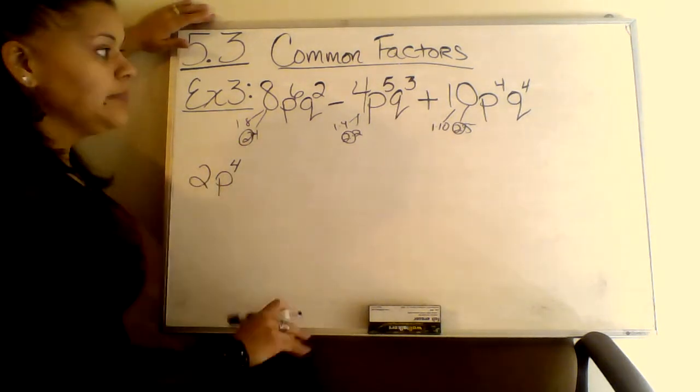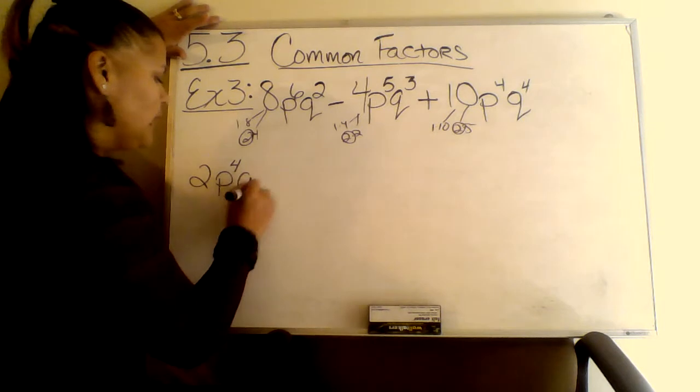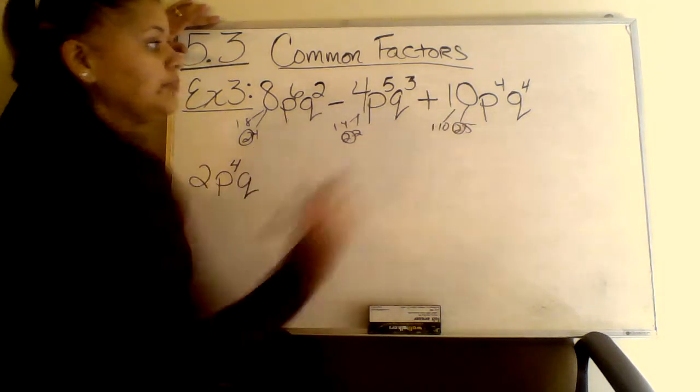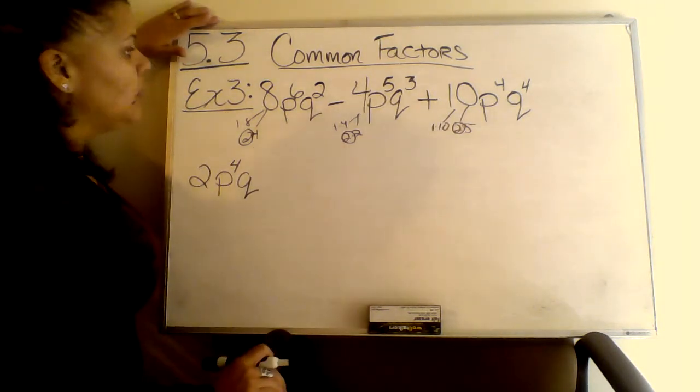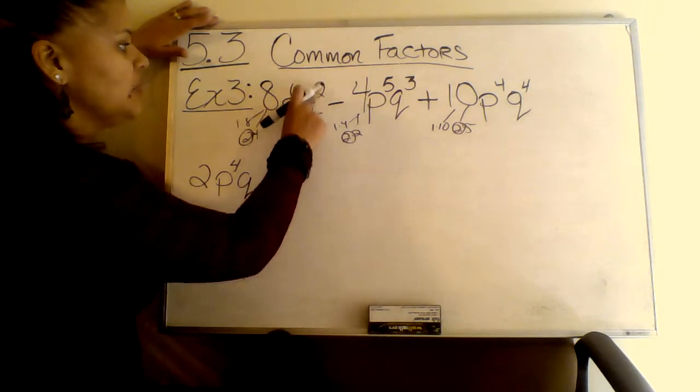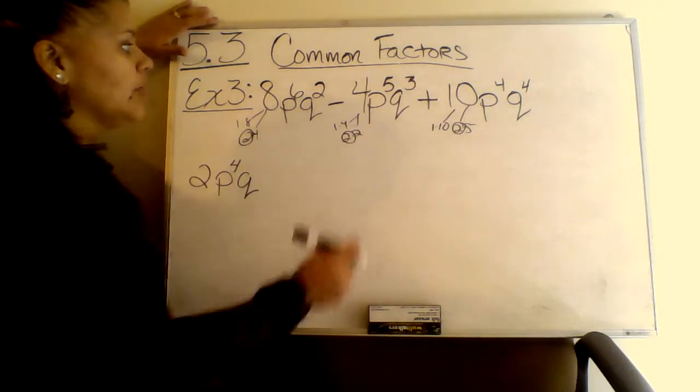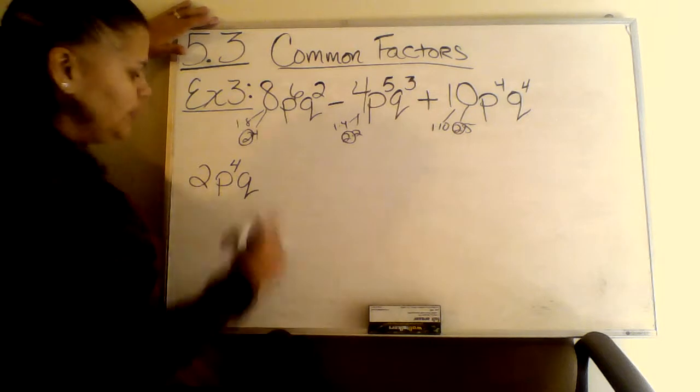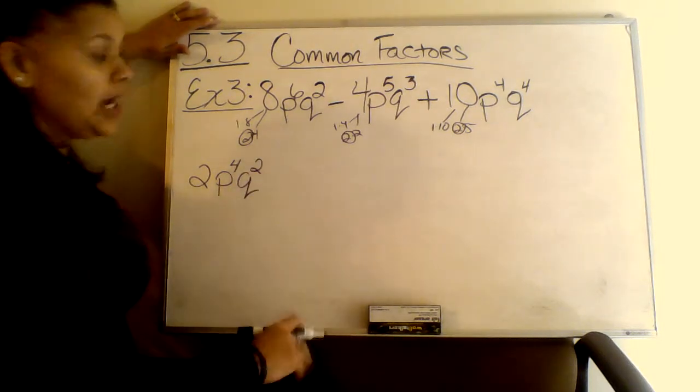So that's common. Then we do the same thing for the Q, because they all have Q. Now Q, which one is the smallest Q? We have 2, we have 3, and we have 4. So 2 won that one. So we have 2 Q's in common.